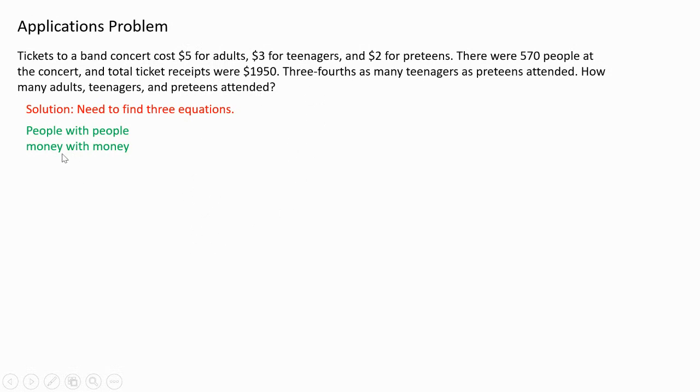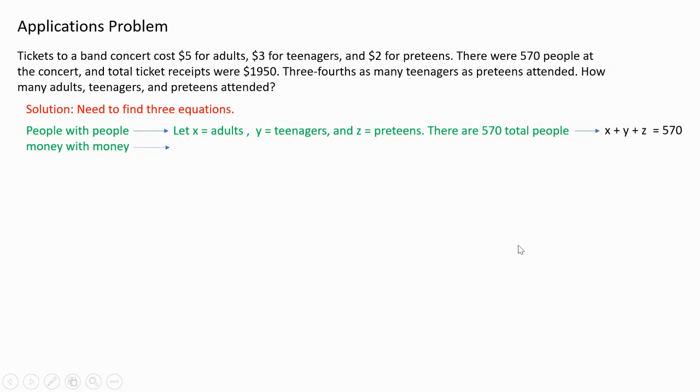Okay, I'm going to set up the first 2 equations. Again, people with people, because adults, teenagers, and preteens are people, and money with money was my setup. So let x equal adults, let y equal teenagers, and let z equal preteens. And there are a total of 570 people. So again, people with people: x adults plus y teenagers plus z preteens must equal 570. There's my first equation.